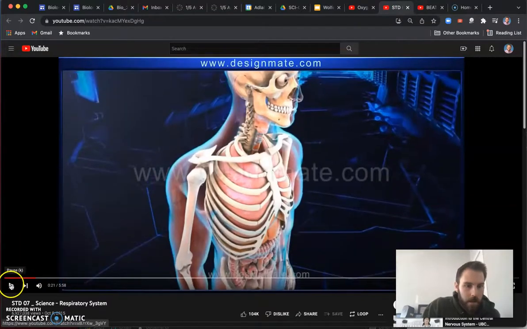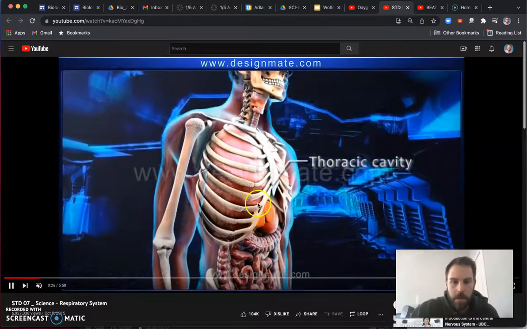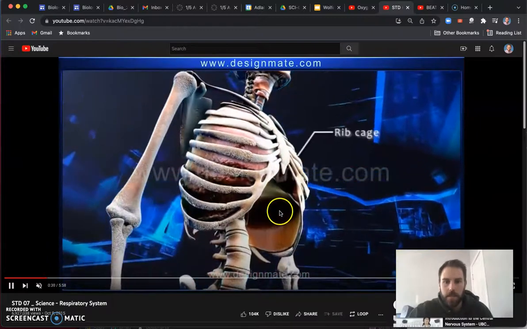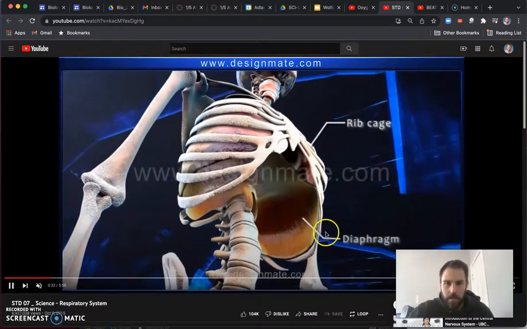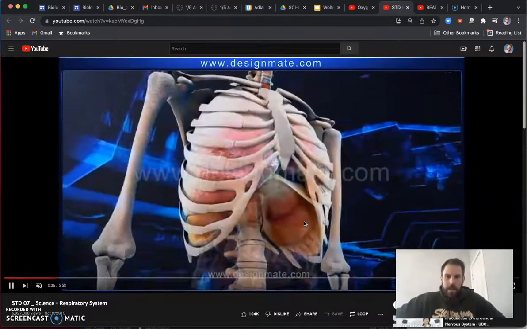And I'm going to narrate this, so I'm going to turn off the volume right here. So here's a person. And what they're going to zoom in on first is your diaphragm. So see this? It's pointing to it right here. That's your diaphragm.